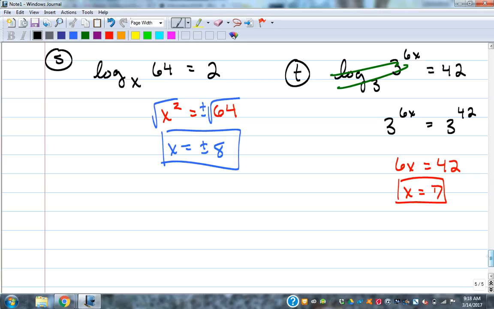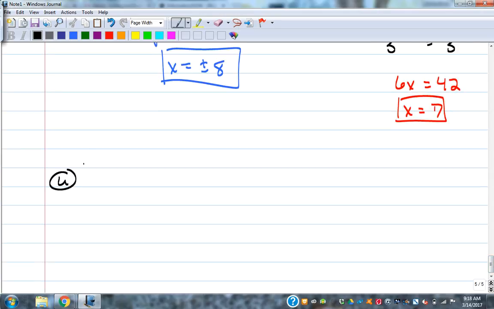Why did you do 3 to the 42nd? Because it's base, exponent, what it's equal to. Base 3, exponent 42. Rewriting it as an exponential like we did at the beginning. Let's do another one. Maybe it'll make sense.